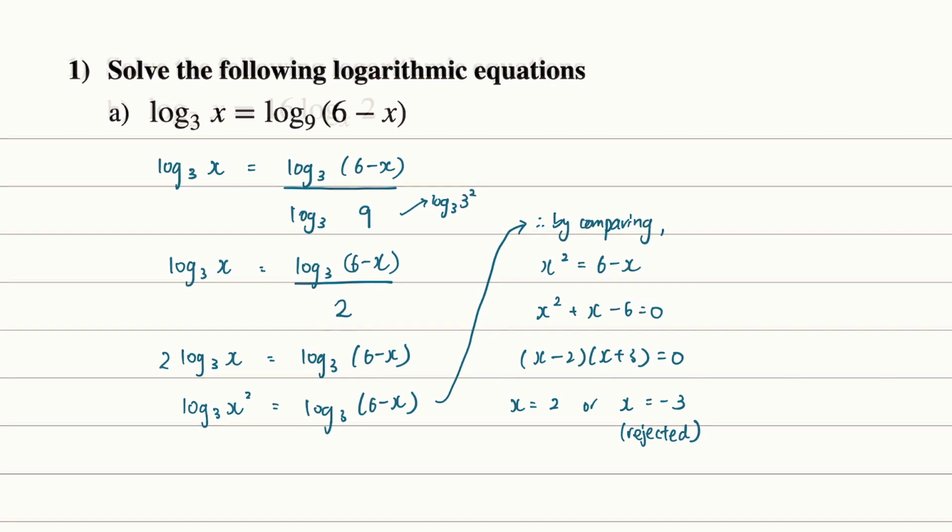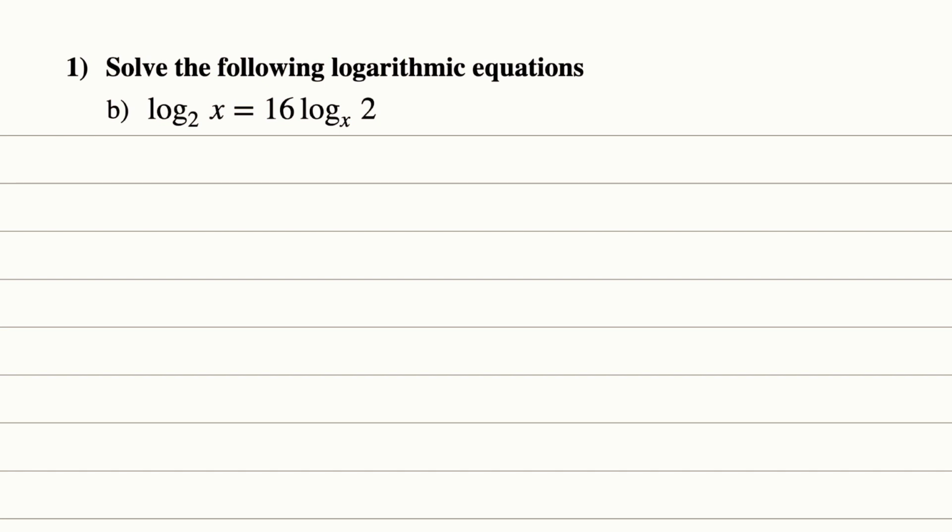Alright, so let's move on to something slightly different. We have log to the base 2 x is equal to 16 log to the base x 2. You realize that the bases are different as well. So what I'm going to do is to convert that base x into a base of 2. Let's write it as log to the base 2 x is equal to 16. We want the base 2, so therefore we write log to the base 2, put the bigger square on top, which is 2, over log to the base 2, the base that we want, and the smaller square below, which is x.